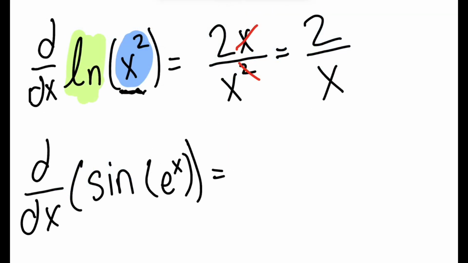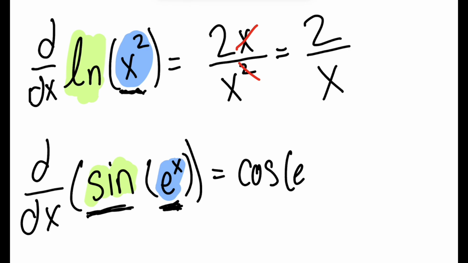Let's do another one where we have the derivative of sine of e to the x, and highlighted in green is our outside function, and our input function is e to the x. We can use the chain rule. So the derivative of the first one is going to be cosine, and the input is e to the x, times the derivative of the input function, which is just e to the x.